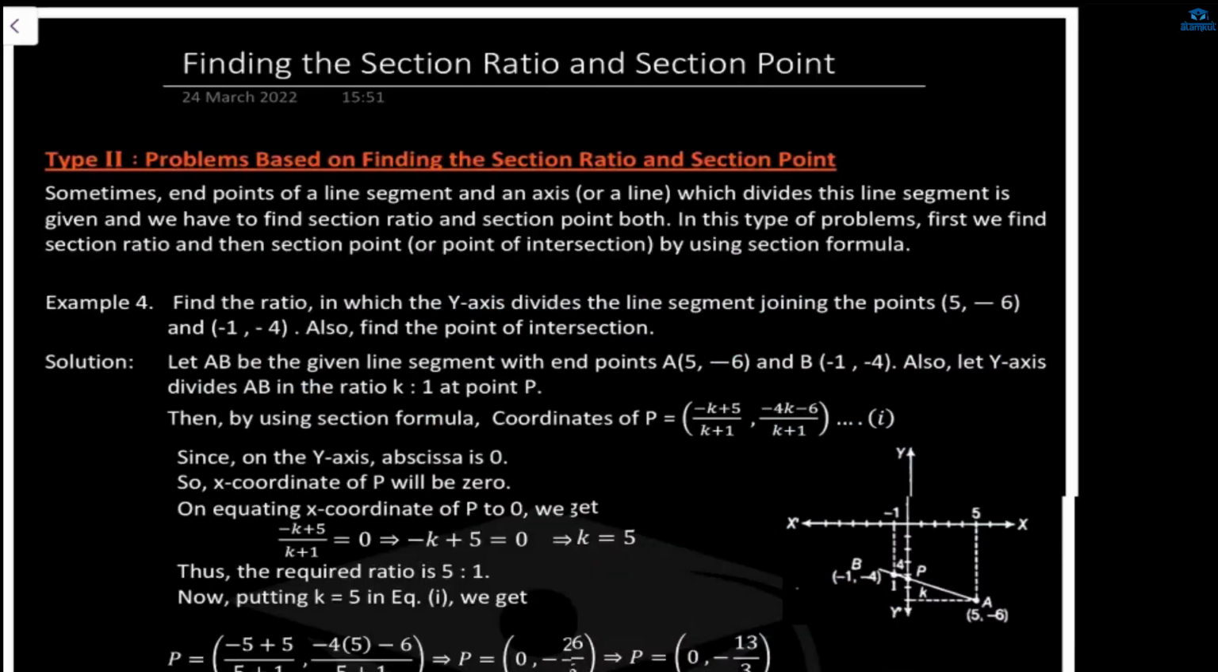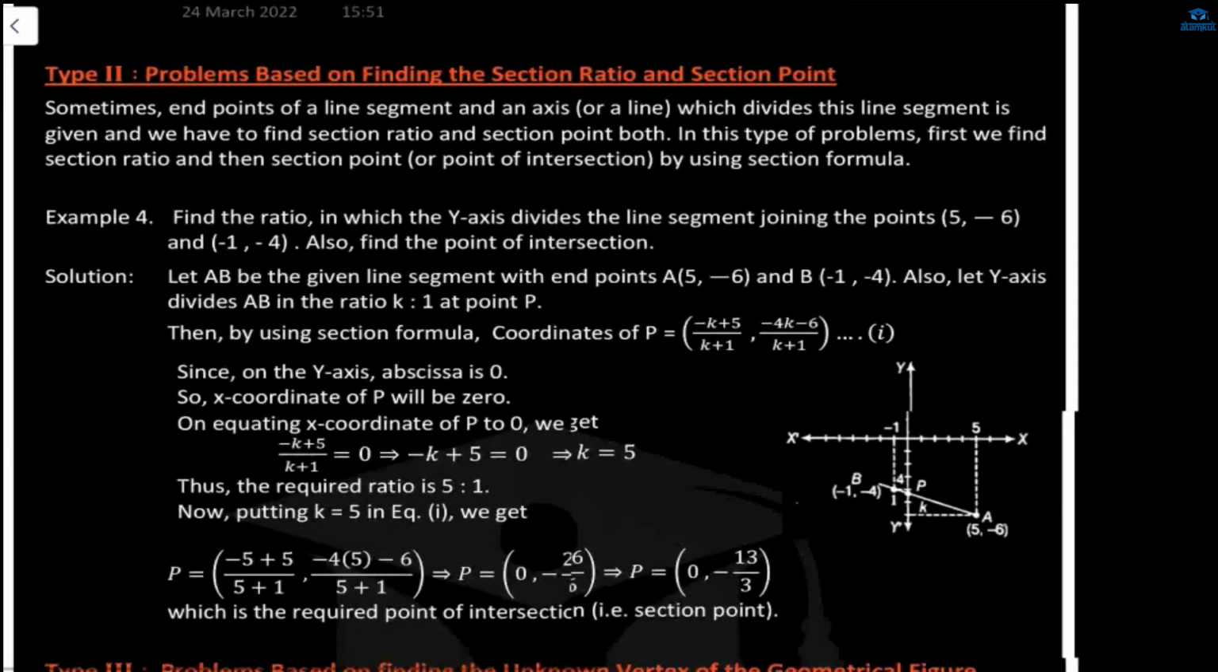Now, second problem. Problem based on finding the section ratio and section point. What do we mean by section ratio and section point? For example, see here. First I will read it and then I'll tell you. Sometimes an endpoint of a line segment and an axis or a line which divides the line segment is given, and we have to find the section ratio and section point both. So what types of problems will come here?